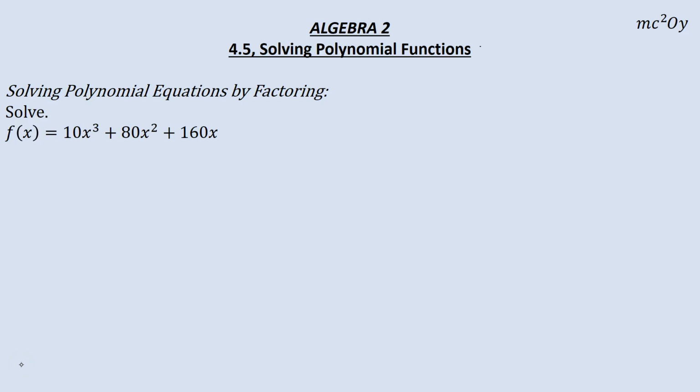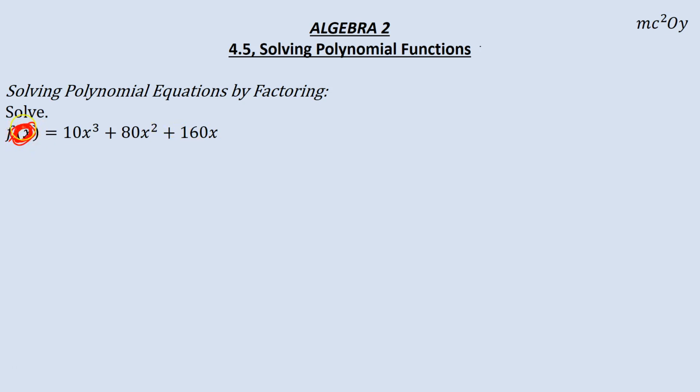All right, let's talk about solving polynomial functions. The first thing you need to do to be able to solve a polynomial function is to set your function equal to 0. So if f of x is equal to this mess here of 10x cubed plus 80x squared plus 160x, let's set it equal to 0.